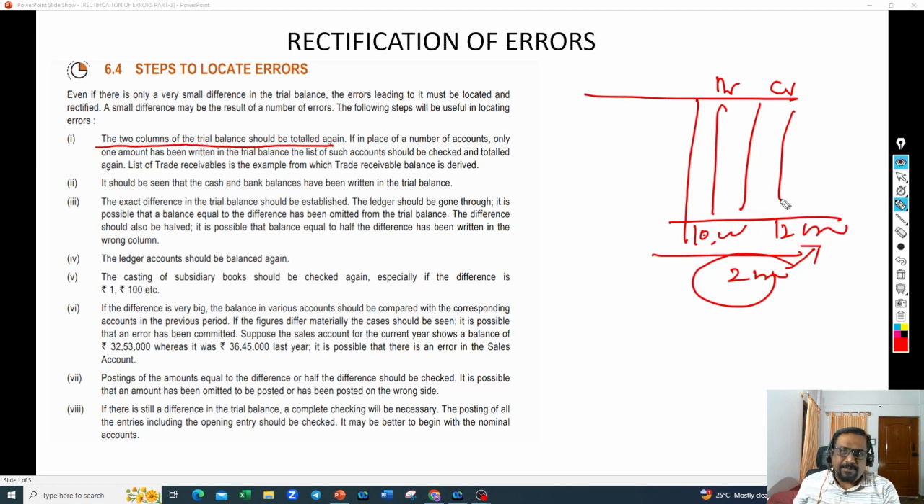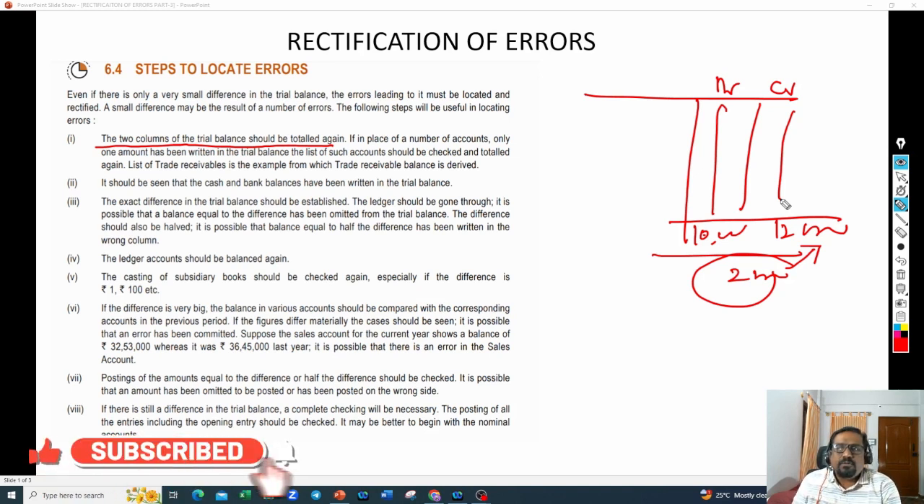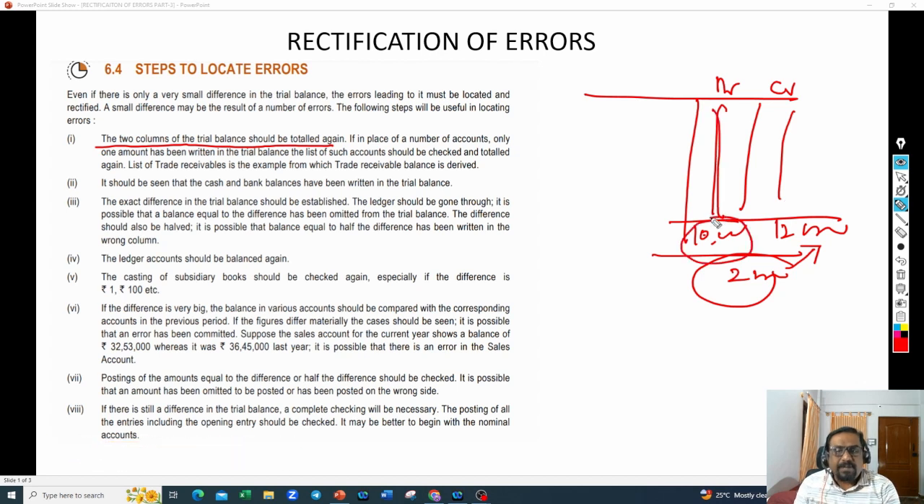Simplest way to identify. It doesn't mean that this is the only way. He is giving one simple step for us to find out. Let us first total whether this 10,000 is correct. By any chance we ignored one amount of 2,000 while totaling, that would have resulted in this difference, right? There is a possibility. So the first and foremost thing you need to do is total the debit and credit again to see whether the totals are right or wrong.